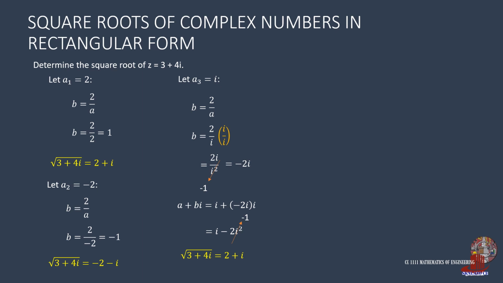With all answers already determined, we can say that the square roots of 3 plus 4i are positive and -2 plus i.